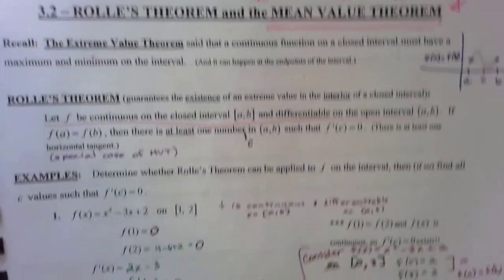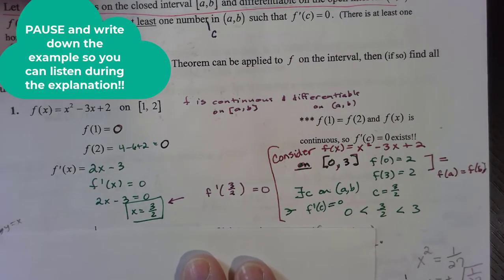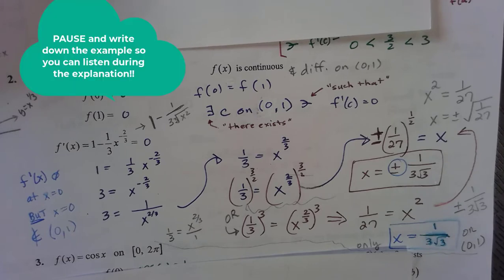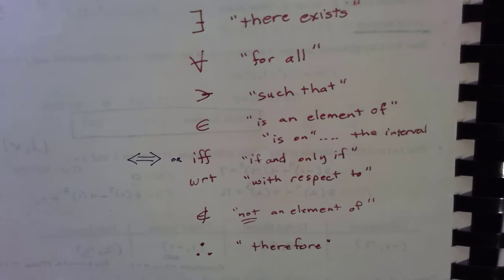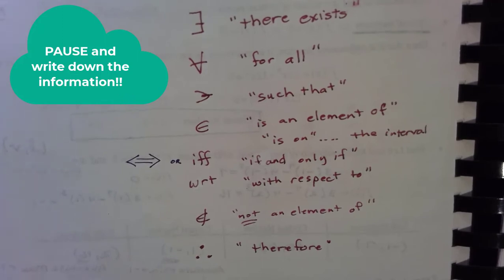Okay, I'm going to freeze the frame. There's problem 1. You might want to freeze it and write it down. Here's problem 2. You might want to freeze it and write it down. Here's problem 3. Also, here are a list of symbols. You might want to know mathematical symbols. They're recognized universally around the world. So you might want to know those. They are used in your college classes.